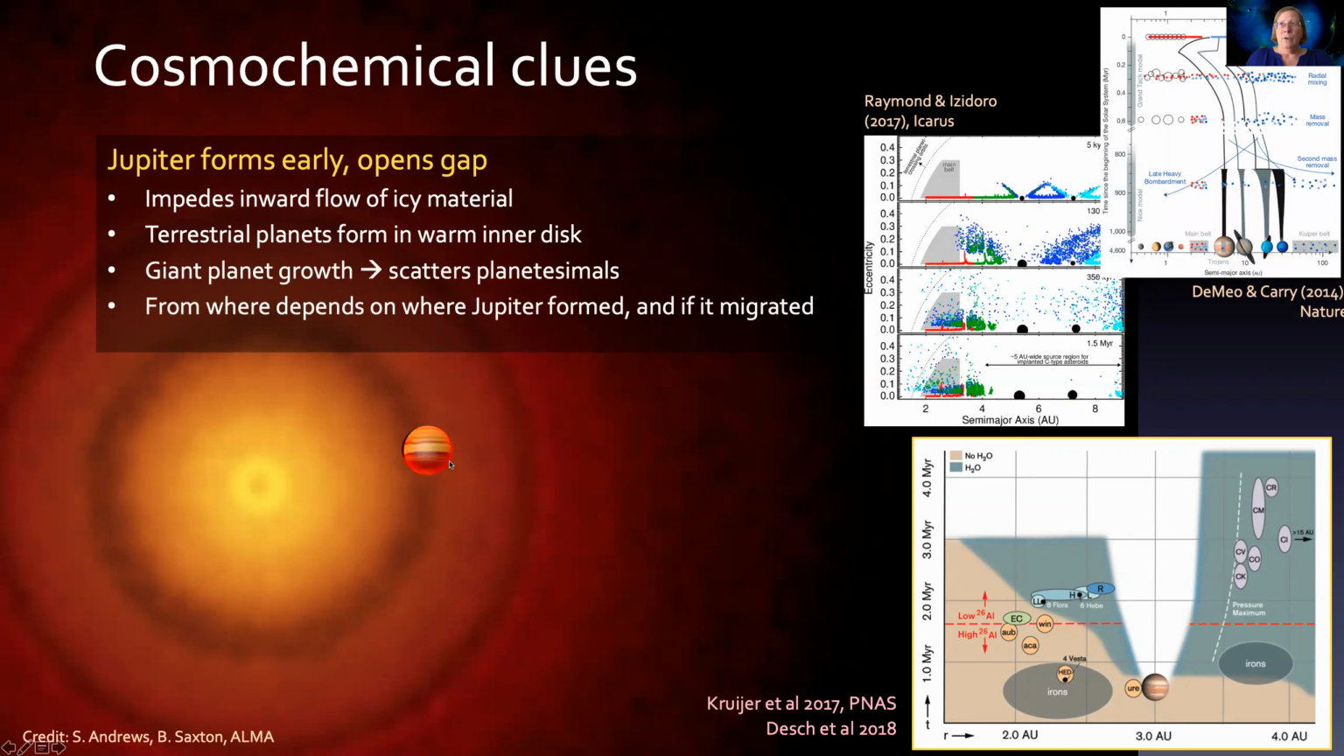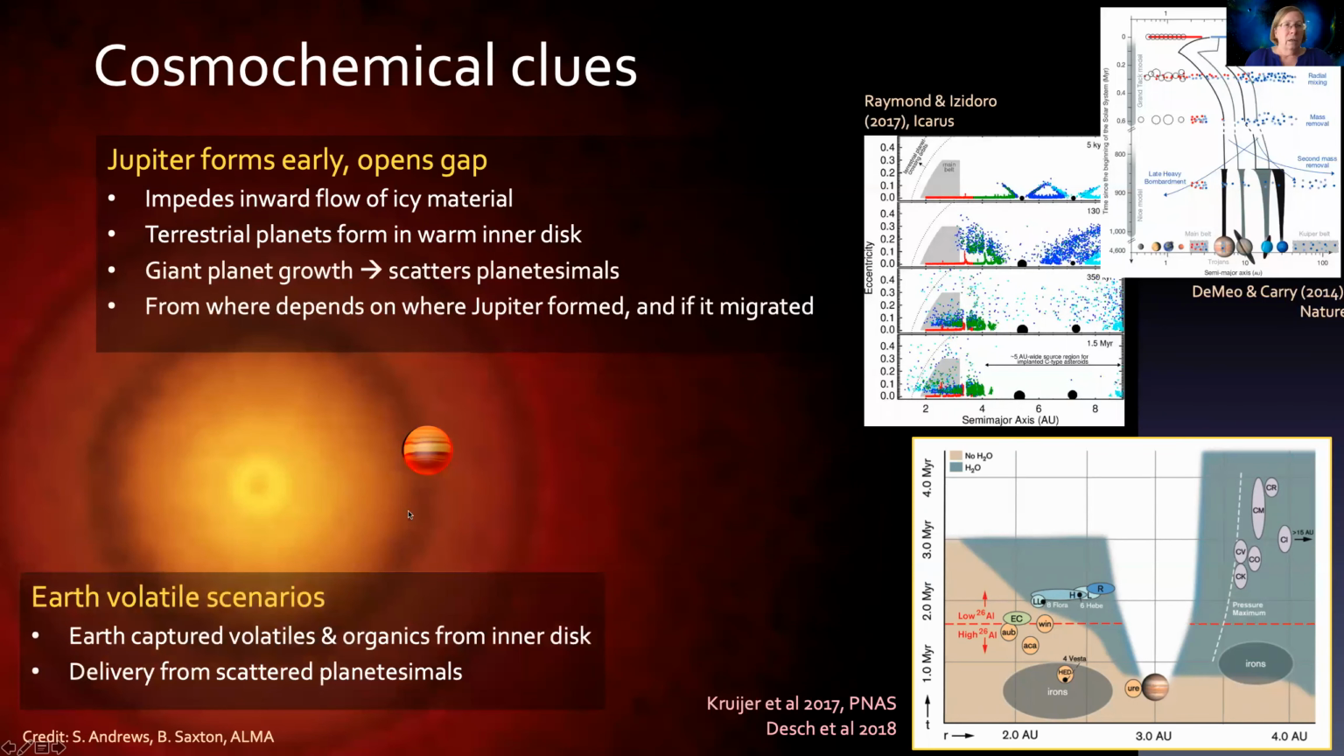As the giant planets grow, whether or not they migrate, they're going to scatter planetesimals. They will scatter them outwards and inwards. Anything that gets scattered inwards will make it to Earth, will hit the Earth, but it will also get implanted in the asteroid belt where we can still observe it today. From where it scatters this material depends on when Jupiter formed, and where it opened a gap.